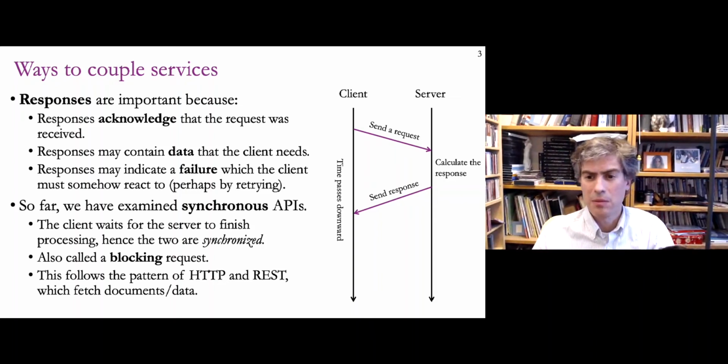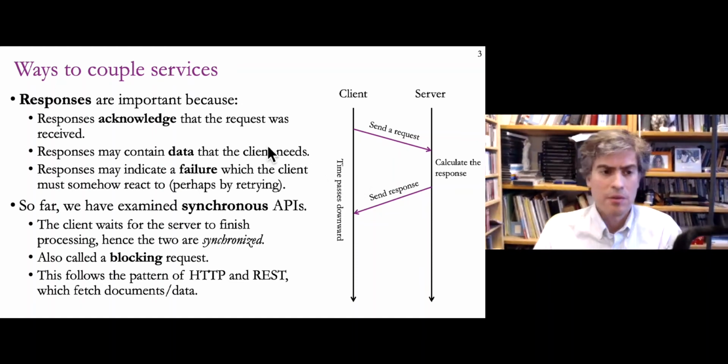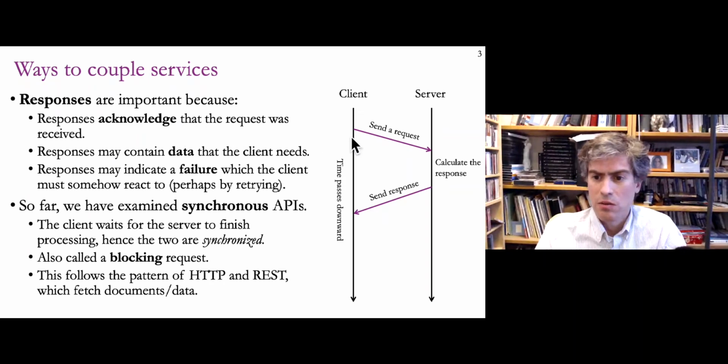By coupling, I just mean the connection between two things, in particular in your architecture. And I'm going to start by talking about responses. So I'm going to show diagrams in this lecture that show time passing downward, and arrows represent a request being sent, and these arrows are slanted because it takes some time for a message to arrive.